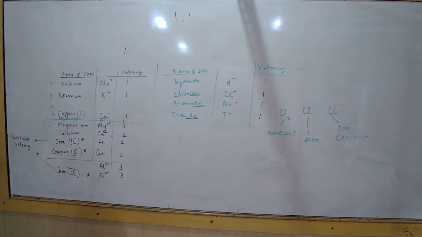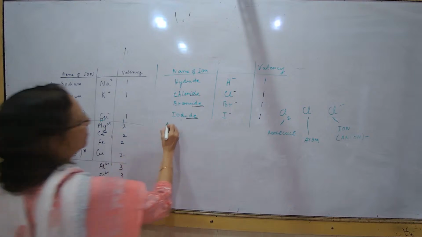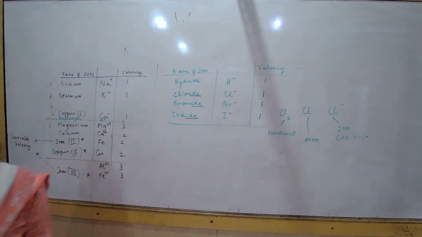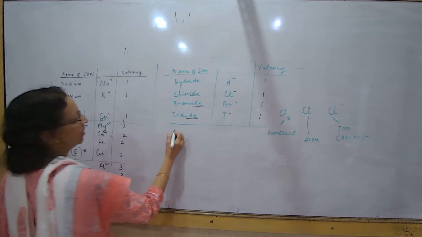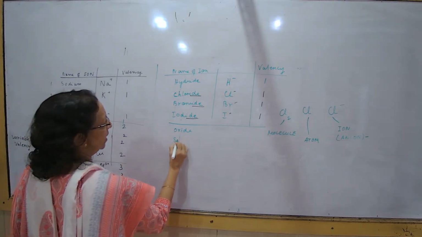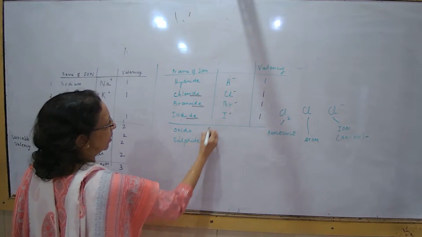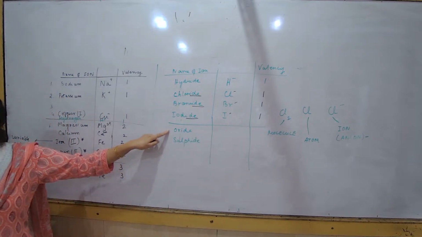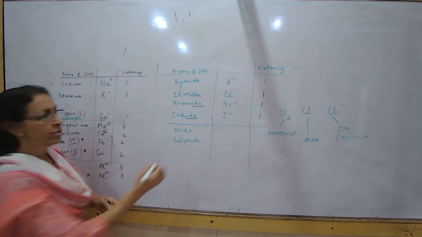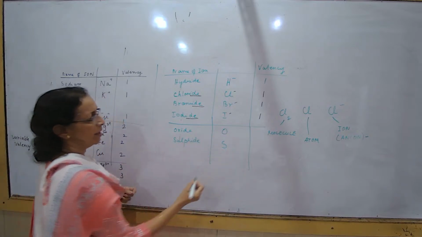Now you are understanding how the spelling is changing because it has become negative. Now we are going to write. Not polyatomic, but there are some. Oxide. Yes, it's -2. Oxide and sulfide. Abhishek, tell me now, oxide means which element is it? Oxygen. Very good. Sulfide, sulfur. So we write O and this is S.